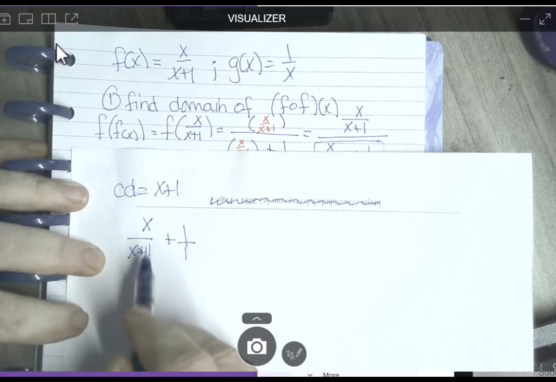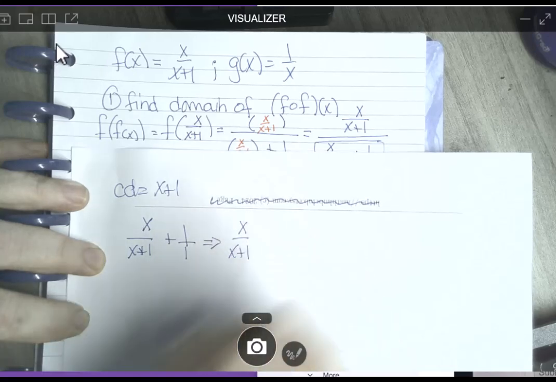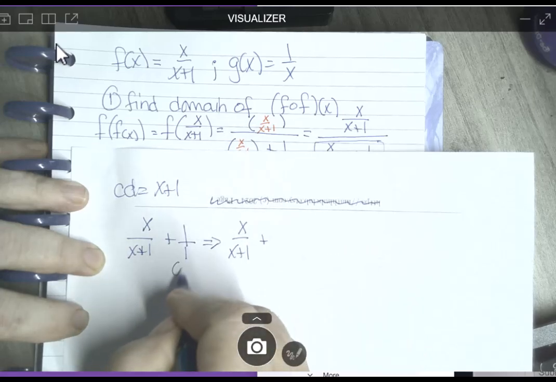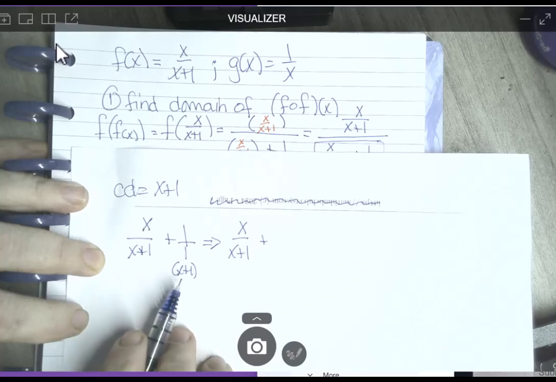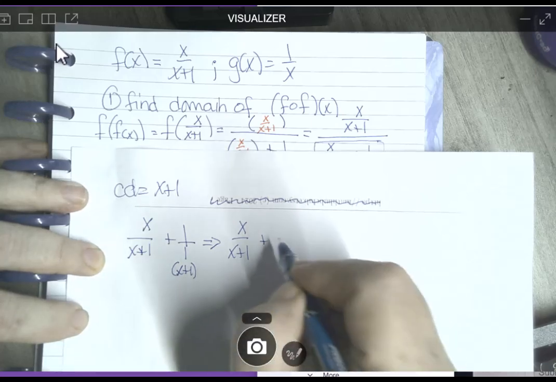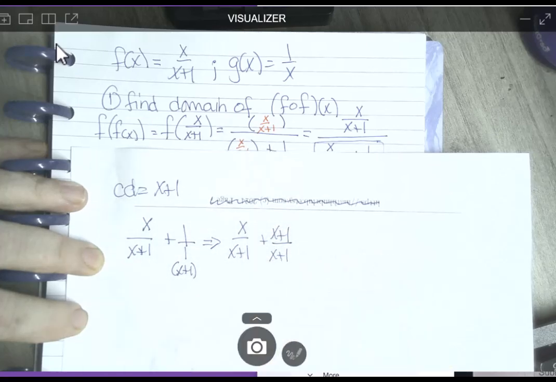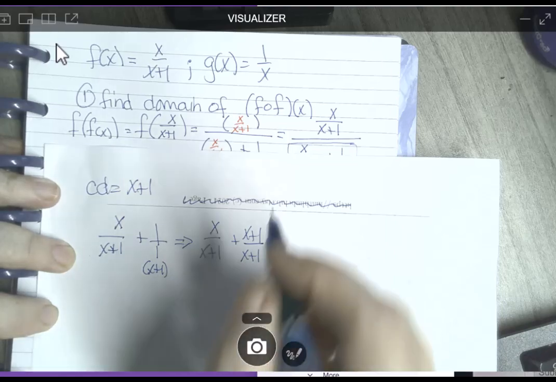When I look at my first fraction, I already have x plus 1 in the denominator, so I don't need to do anything with that one. But with the next one, I do need x plus 1 in the denominator. 1 times x plus 1 is just itself, x plus 1. But remember, if I do it to the denominator, I have to do it to the numerator. Now this is the fun part, right? We have a common denominator.